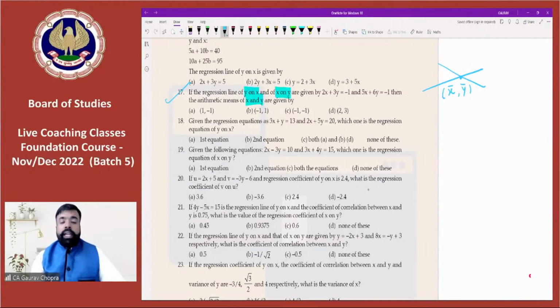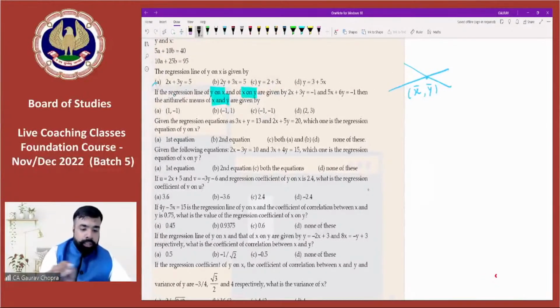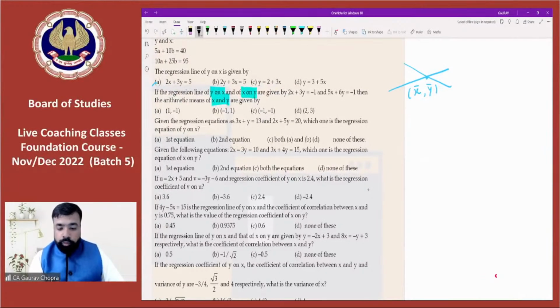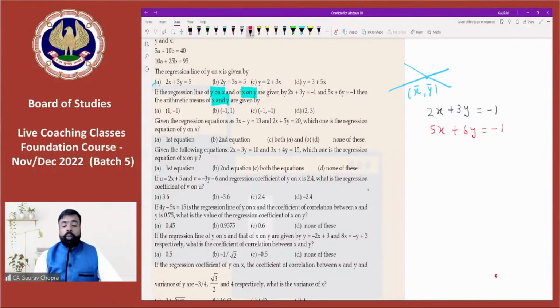So we have to solve both the equations and find the values of x and y. We can solve them and get the values of x and y, or simply we can substitute the values from the options and then check. So let us try both methods. First equation is 2x plus 3y equal to -1, and second equation is 5x plus 6y equal to -1. If we have to solve these two equations, let us multiply the first equation by 2. So it becomes 4x plus 6y equal to -2.